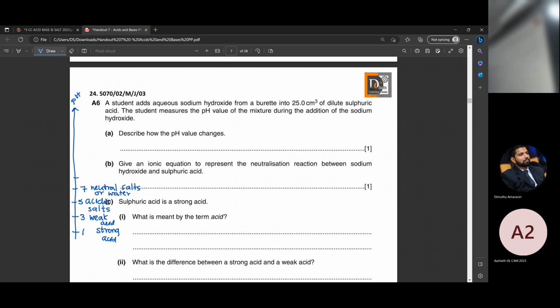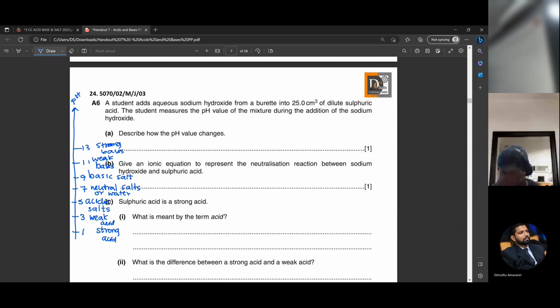9. Basic, but not very basic. Just weak basic, very weak basic. So they are basic salts. Salts are not very acidic or very basic. They are either very weakly acidic or very weakly basic. 11, weak bases. 13, strong bases. This is called what? The rule of two.